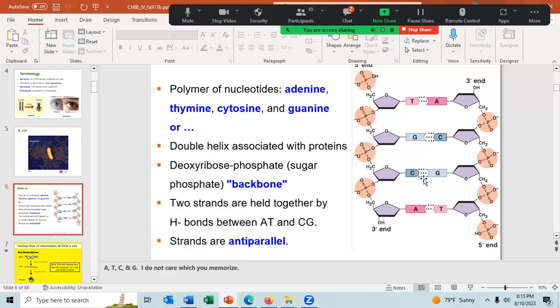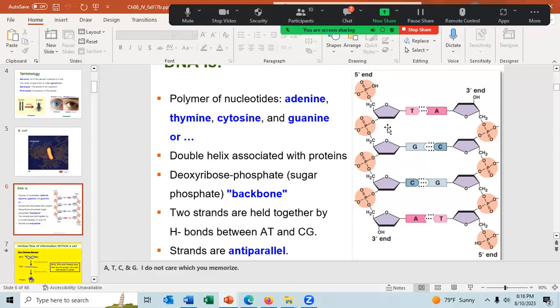All right, I also need to say that DNA is anti-parallel. That means one strand of DNA is running this way, and the other strand of DNA is running that way. So one strand has the 3' end over here, the 5' end over here, and the other runs in the opposite way, where the 3' end is over here and the 5' end is over here.